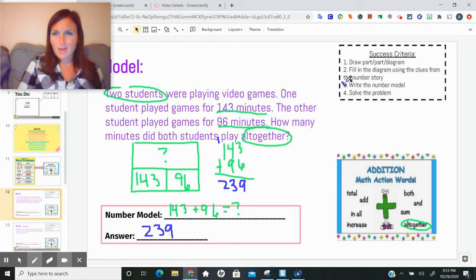So how am I going to be able to check my problem? I wrote my number model. I used this diagram to help me, right? I drew the diagram. So now, how am I going to make sure that this problem is correct? I solved it, but I always want to make sure. What could I do?